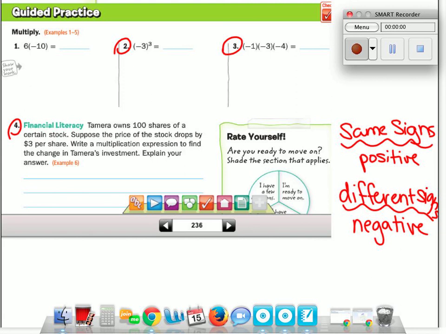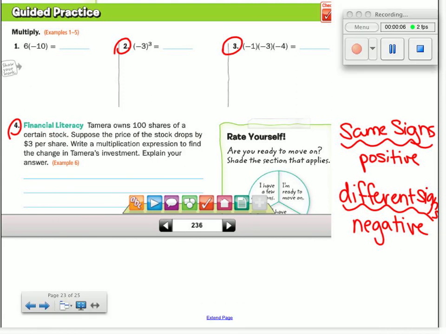Okay. So again, today we're multiplying. The rules for multiplying are this. If you have the same sign when multiplying two numbers, your answer will always be positive. If you have different signs, your answer will always be a negative. So for number 2, this is actually saying we need 3 negative 3's multiplied.